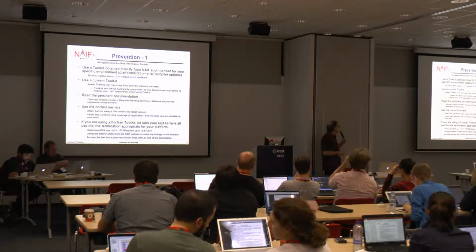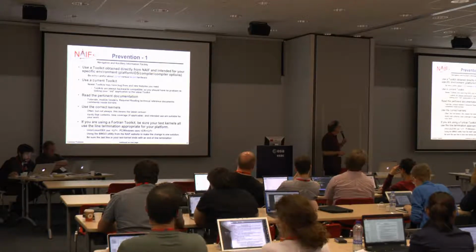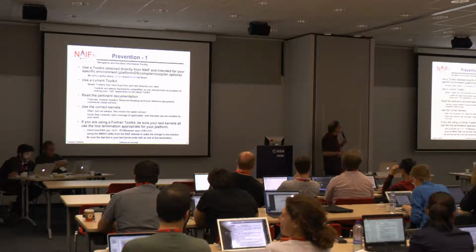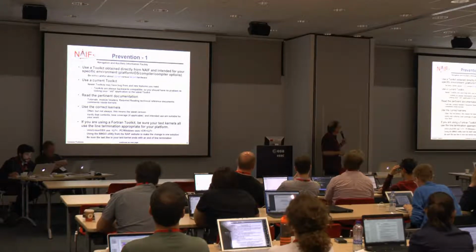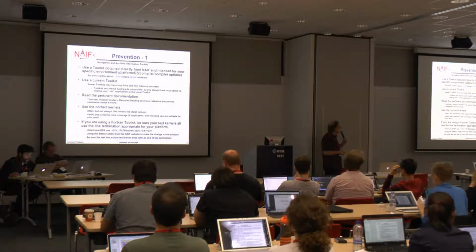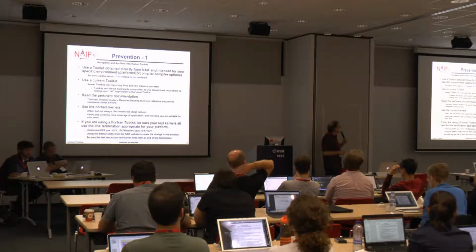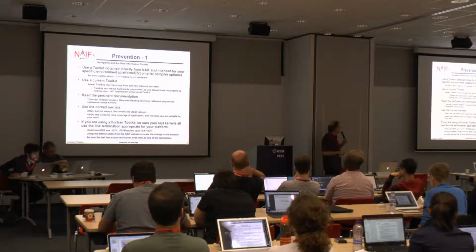If you're using a Fortran toolkit, ensure your text kernels all use the line termination appropriate for the platform, which is line feed on Unix, Linux, OS X, and carriage return line feed on Windows. Using the bingo utility from the NAIF website is one way to make the change. Be sure the last line of your text kernel ends with an end-of-line termination character.